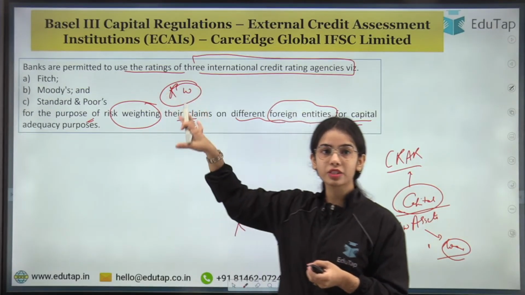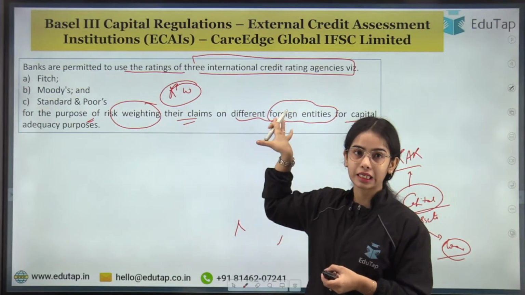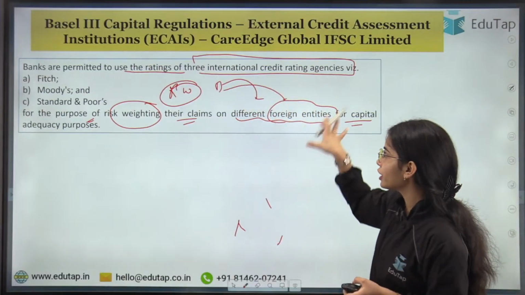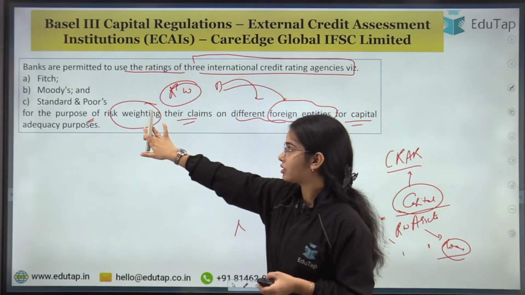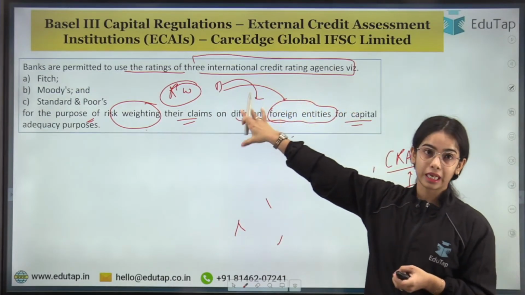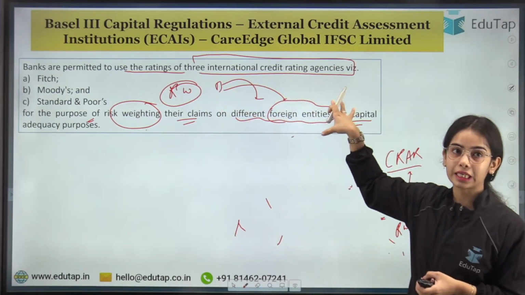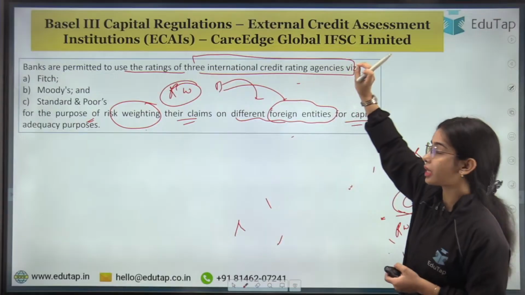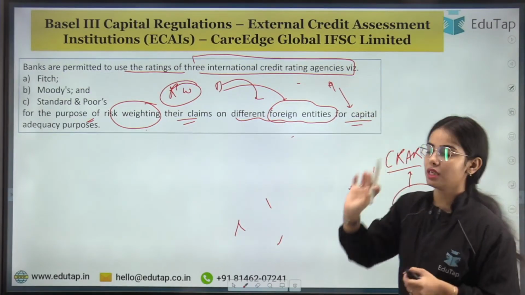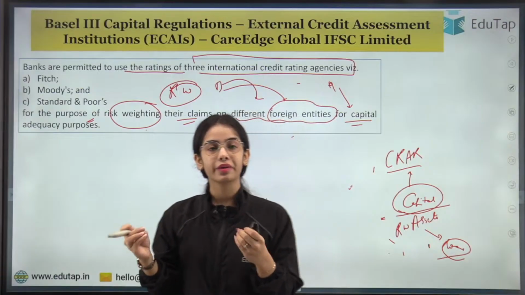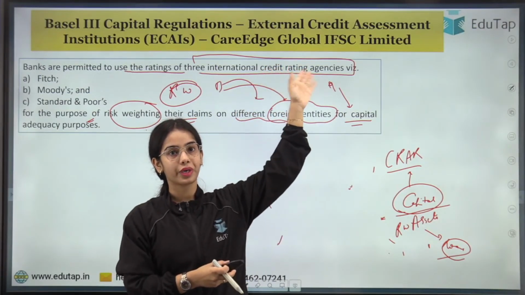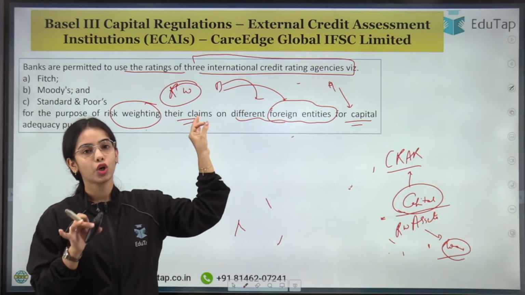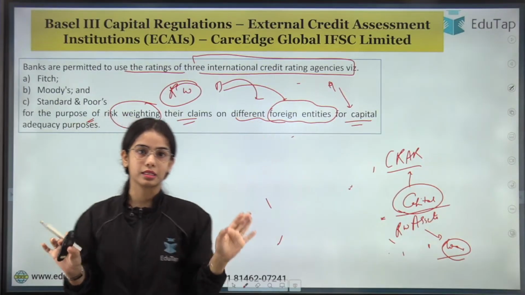Okay, so for the purpose of risk weighing their claims on different foreign entities, that is, where the bank is giving the loan, or the bank has exposure to different foreign entities, the ratings of these three credit rating agencies can be used by the banks for capital adequacy purposes. So banks can use the ratings of these three international credit rating agencies for establishing the risk weight for their claims on different foreign entities. This is the basic idea.